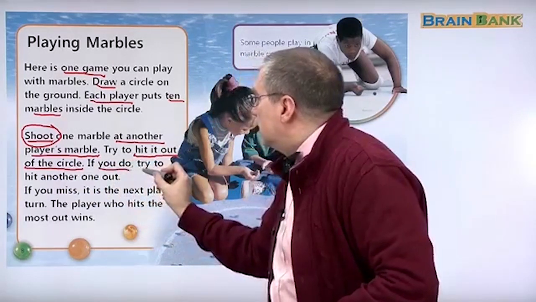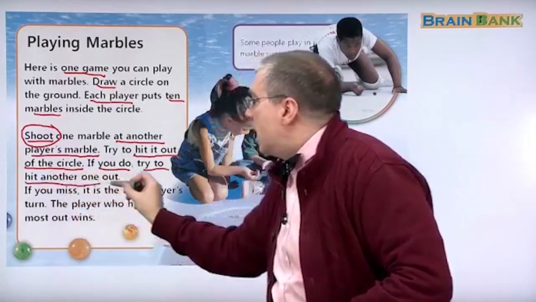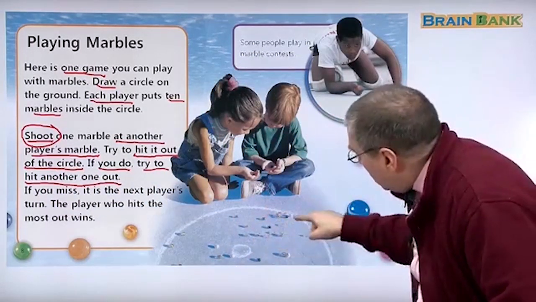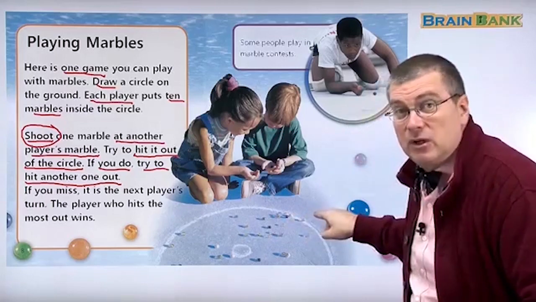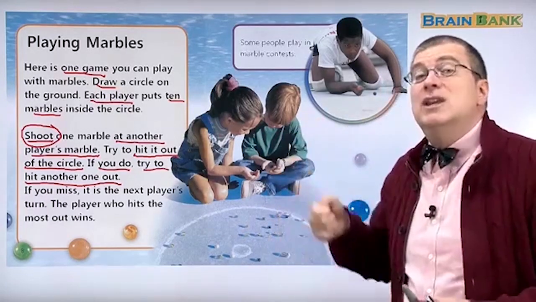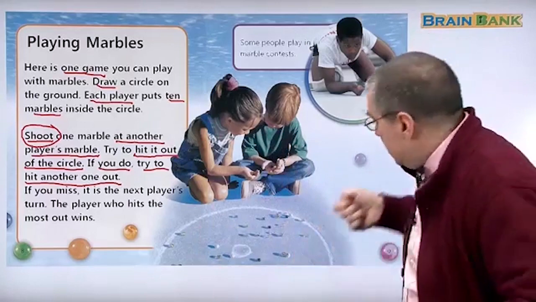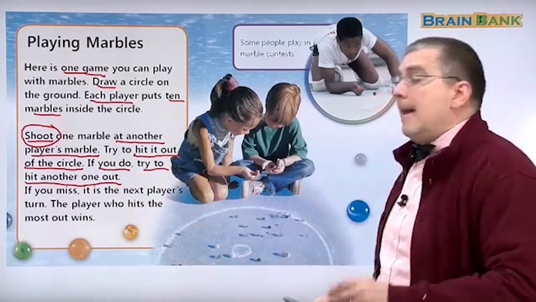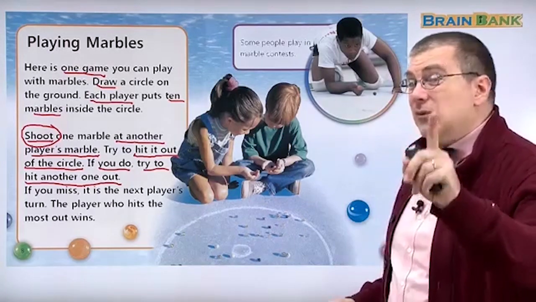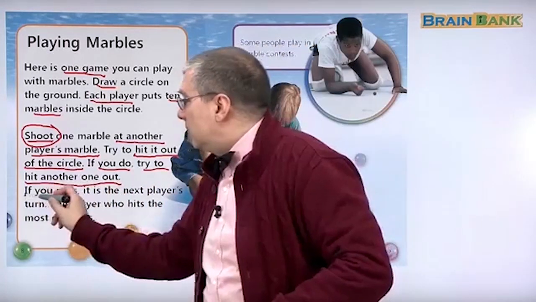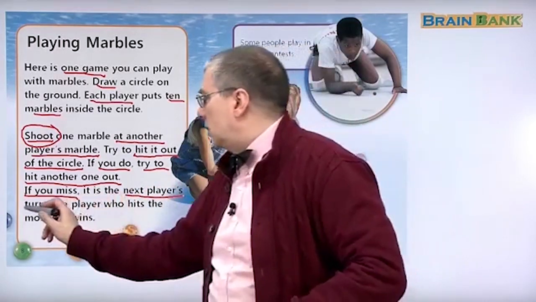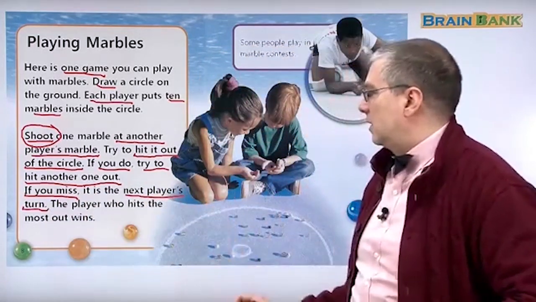If you do, try to hit another one out. So you shoot your marble at one of these marbles. If you hit it out of the circle, yeah, you get to do it again. Shoot and hit another marble out of the circle. That's if you hit it. If you miss, it's the next player's turn.